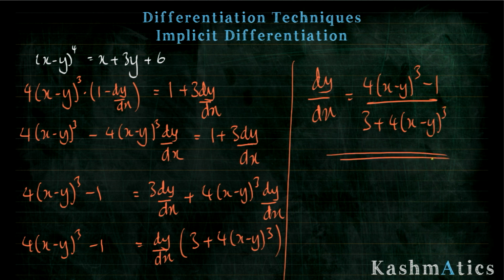Okay, and hopefully that's made sense. If it doesn't, then go back and watch it again. It's this bit here which is going to catch you out, if anything, because that is the derivative of what's inside the brackets. But anyway, as far as implicit differentiation goes, that's all I've got to show you.